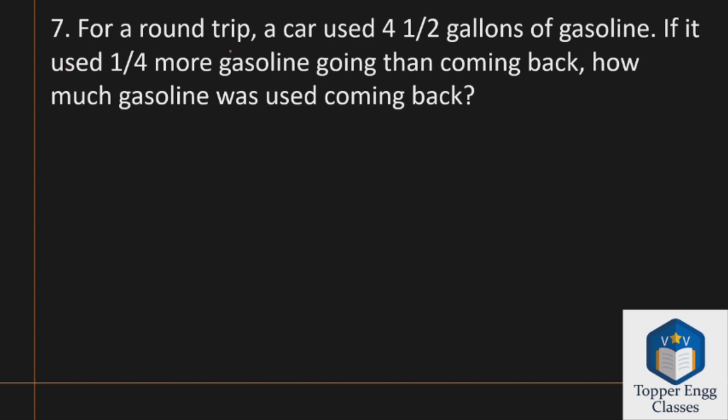Question 7. For a round trip, a car used 4 and 1 by 2 gallons of gasoline. If it used 1 by 4 more gasoline going than coming back, how much gasoline was used coming back? So going and coming means going and coming from that destination, nothing else. So here the total fuel, that is our gasoline, is 4 and 1 by 2, that is 4.5 gallons.